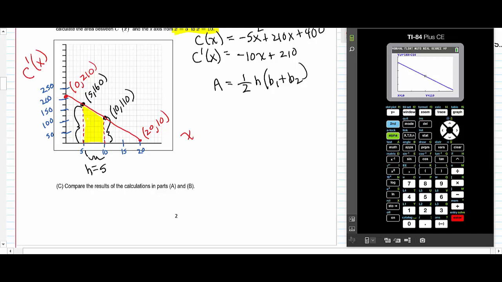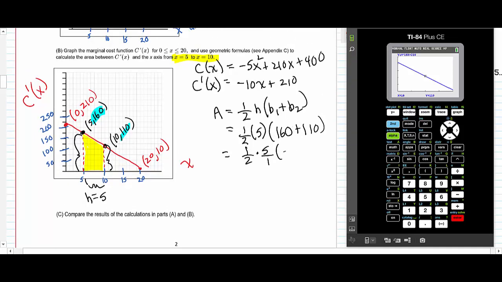Okay? Now I've got all the information I need on this problem. So what is the height of the trapezoid? 5. What are the bases? 160 and 110. Yeah, they're these numbers right here. It's just how long those bases are. So what we're going to do is 160 plus 110. You can do this on your calculator if you want to. That's one half times 5, and I'm going to put that over 1. If I add what's in the parentheses, I'm going to end up getting, let's see, 270.